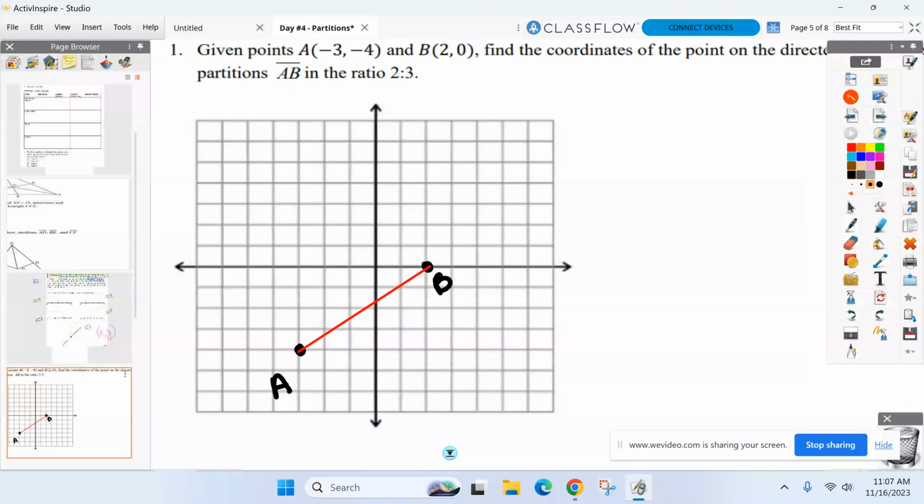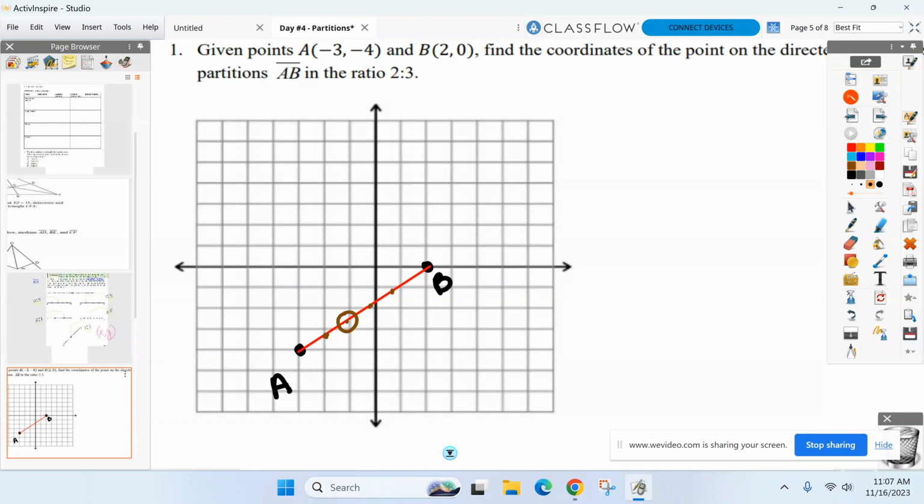2 to 3. 2 congruent segments to the left, 3 congruent segments to the right. But like we started the ones on the first page, how many equal parts am I going to have to break AB up into? How many equal parts? 5, right? But I'm not going to count 1, 2, 3, 4, 5. That's not going to help me. It can give an idea where it is, but it's not going to give me the actual XY coordinate.